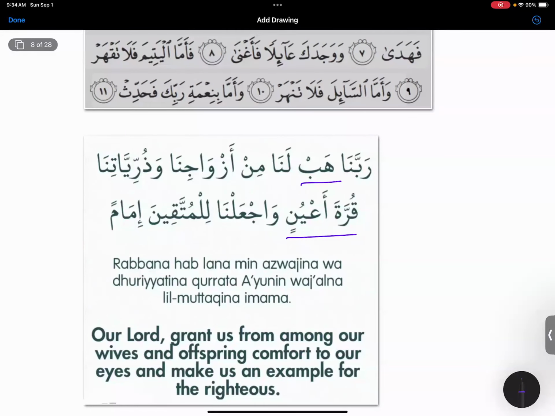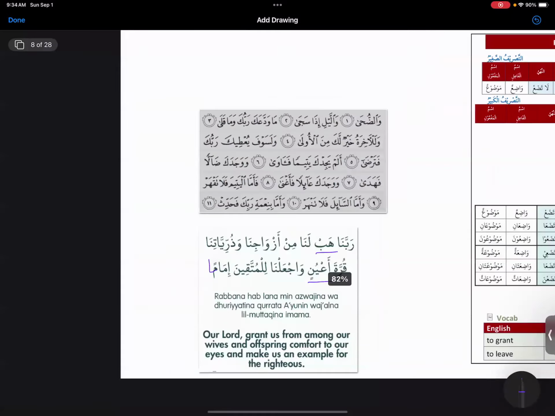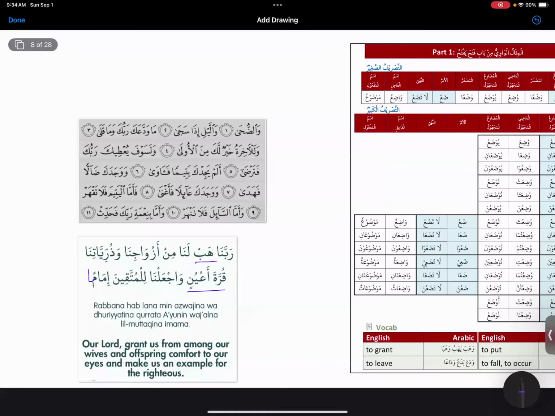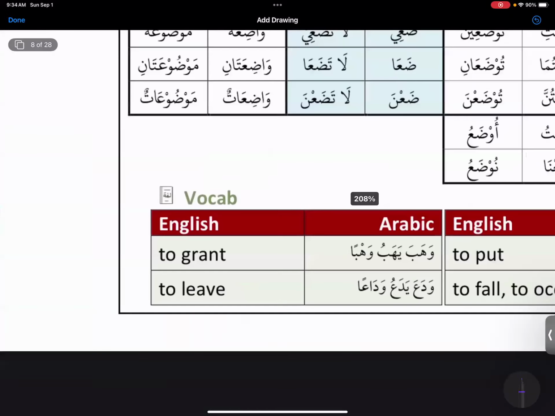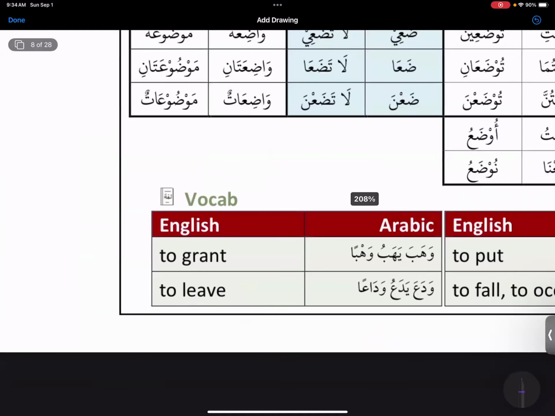Waj'alna, and make us lil muttaqina imama. Subhanallah. Right? It should be with Alif. And then for Wada'a, right? Wada'a over here. Wada'a yada'u, to leave.